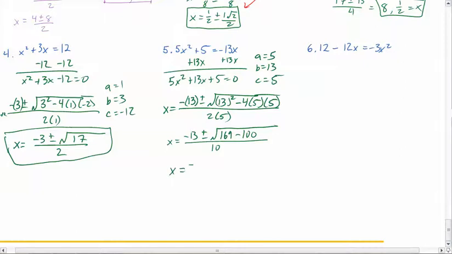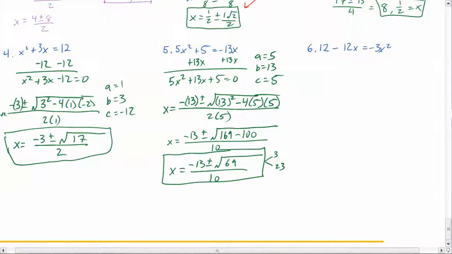So I've got x equals negative 13 plus or minus the square root of 169 minus 100, which is 69. Now let's see, 69, I know a 3 goes into that, but then I get 23. I can't simplify that, so I'm just going to leave it as it is, and I can't reduce anymore. So there is your answer. We're on to our last one. It's getting pretty quick now that we've got the basic idea, right?